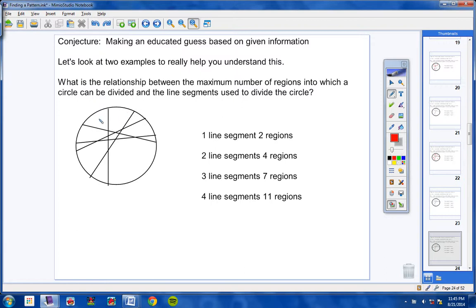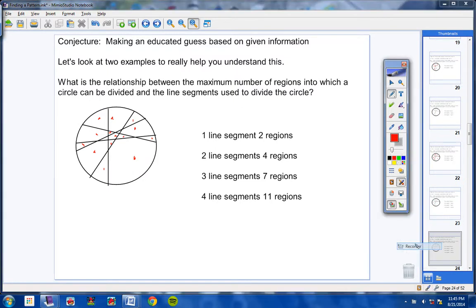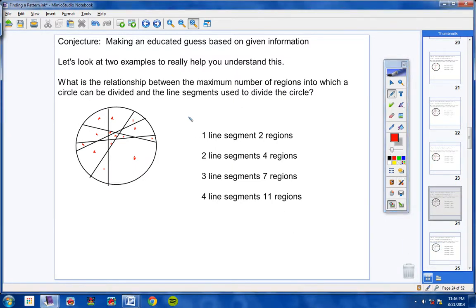So let's count my regions here. 1, 2, 3, 4, 5, 6, 7, 8, 9, 10, 11, 12, 13, 14. And I was just about done counting, but look, there's one right here, it's 15, and there's one little triangle right here, 16, okay? So when I have 5 line segments, I have 16 regions.